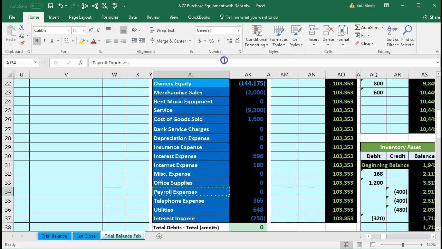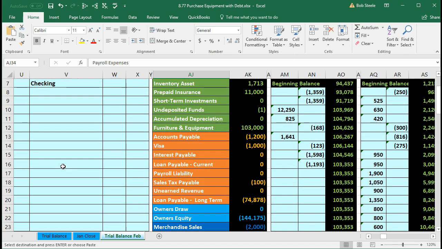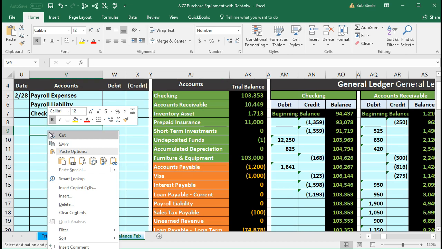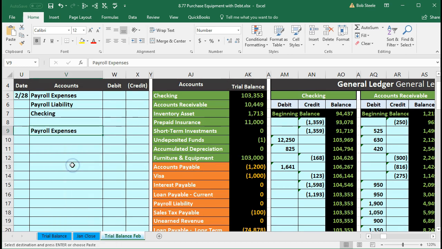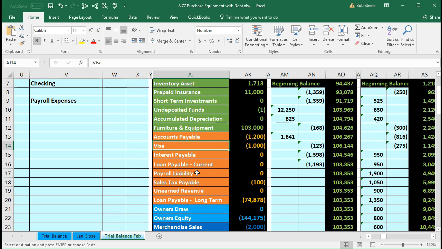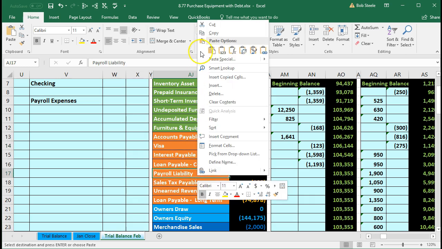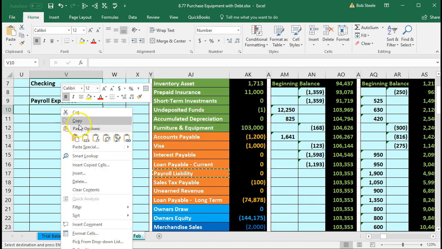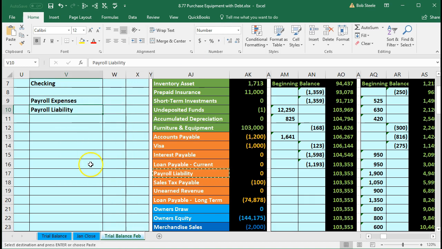It's an expense. We're going to debit it as always. I'm going to put that in another journal entry, so that we see that separately. We're going to paste that, right click, paste it in V9. And then we have the other side of that, which will be the liability. It's going to be what we owe also to the government for payroll taxes. So that's going to be payroll liability. In AJ17, right clicking and copying. And then we will put that in V10, right click and paste. That's what we have then.